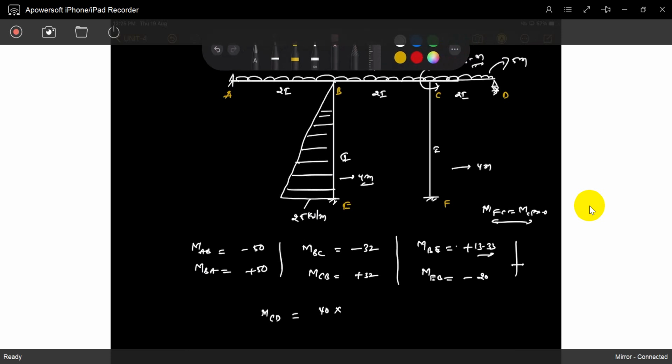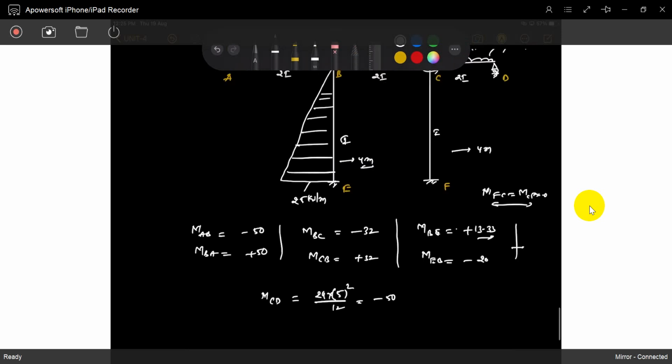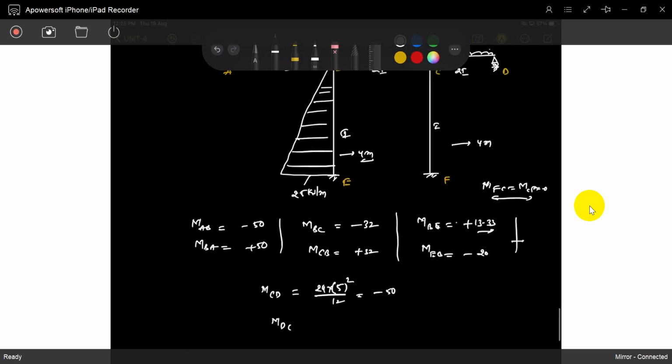So WL square by 12. So 24 into 5 square by 12. How much is it? You will get 50. You will get again 50. MCD is minus 50, MDC is plus 50. Those are the fixed end moments. Everything, you've got the fixed end moments, na?